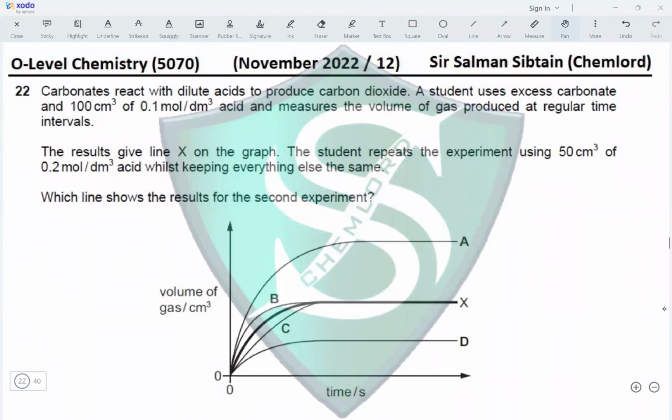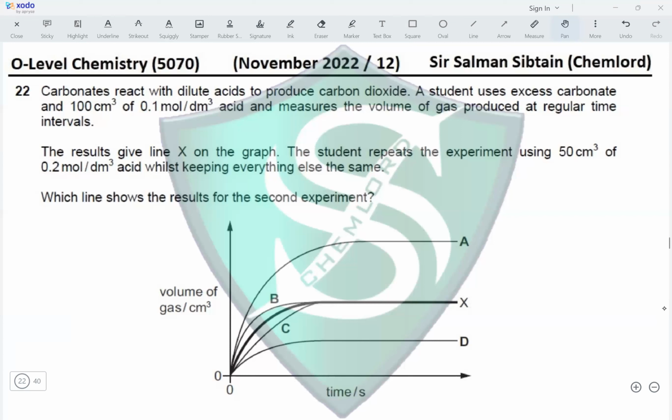Question 22. Carbonates react with dilute acids to produce carbon dioxide. A student uses excess carbonate and 100 cm cube of 0.1 mole per dm cube acid and measures the volume of gas produced at regular time interval. The result gives line X on the graph. Okay, this is the thick line that we can see.